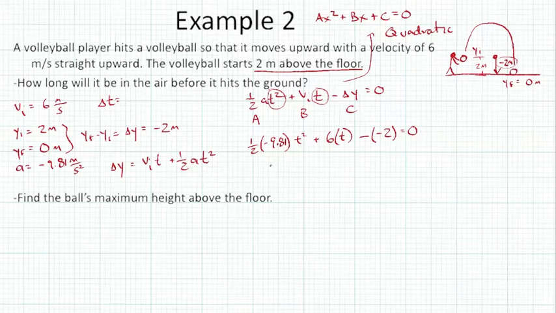So our a value is going to be negative 4.9, right?